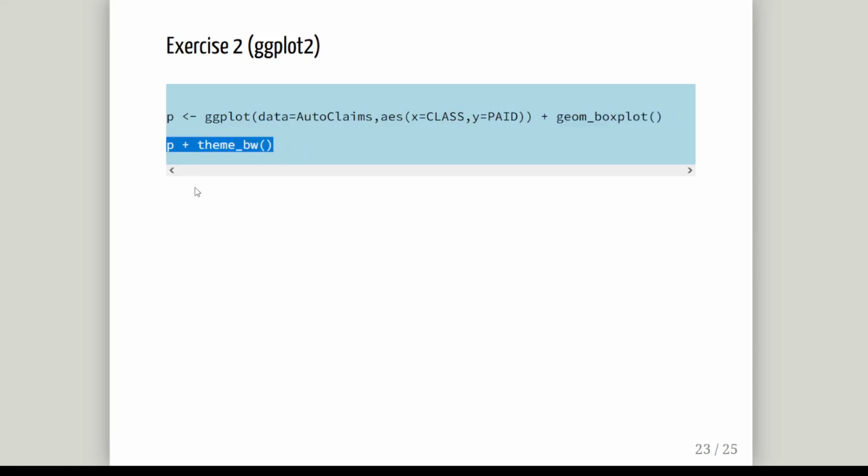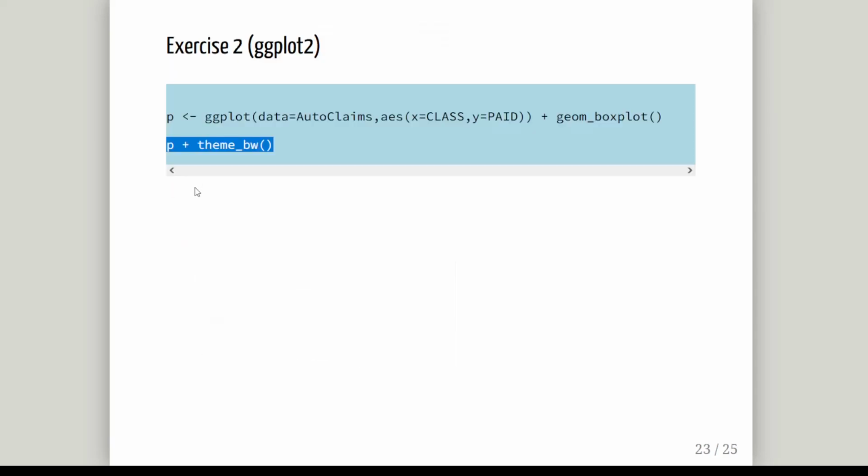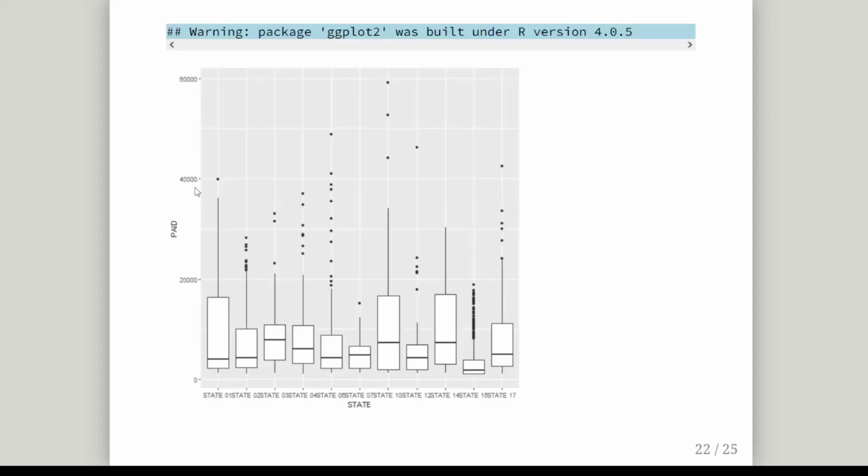We can change the theme as well. So that's what it looks like there. Yeah, theme BW. So we'll leave it there.